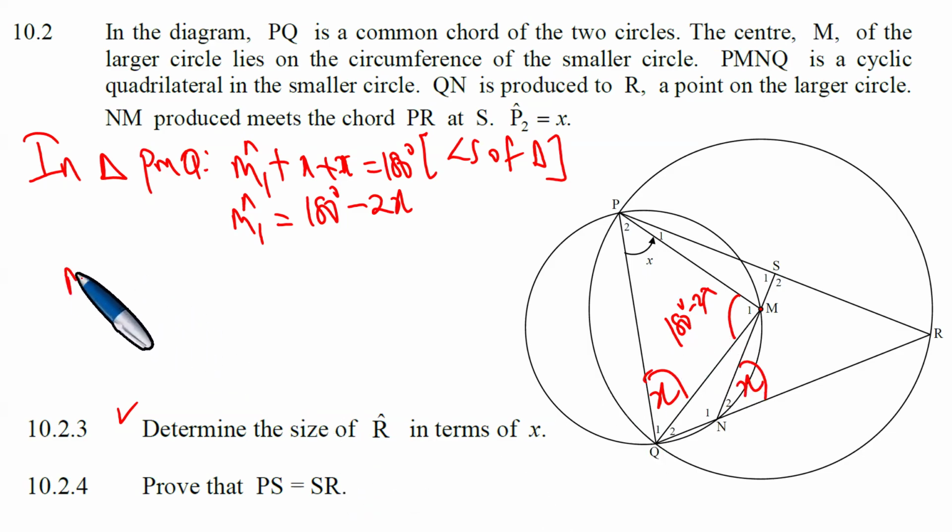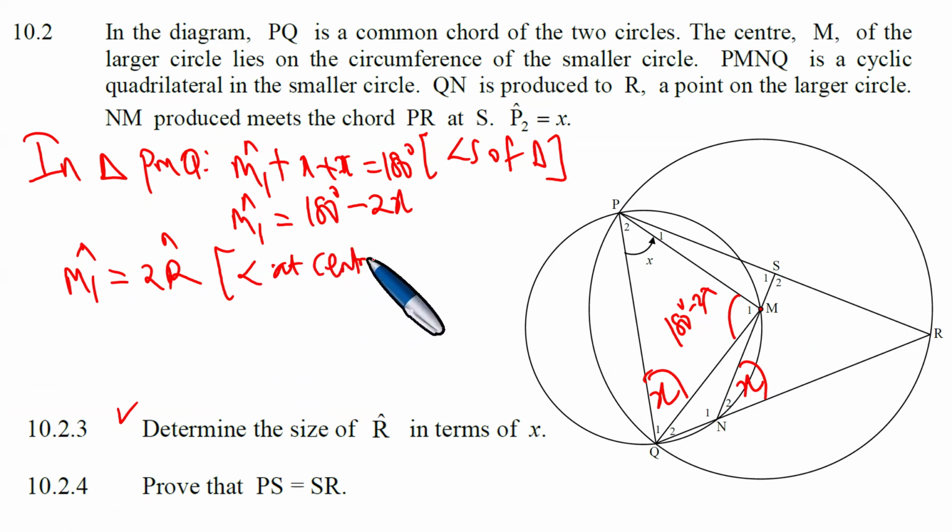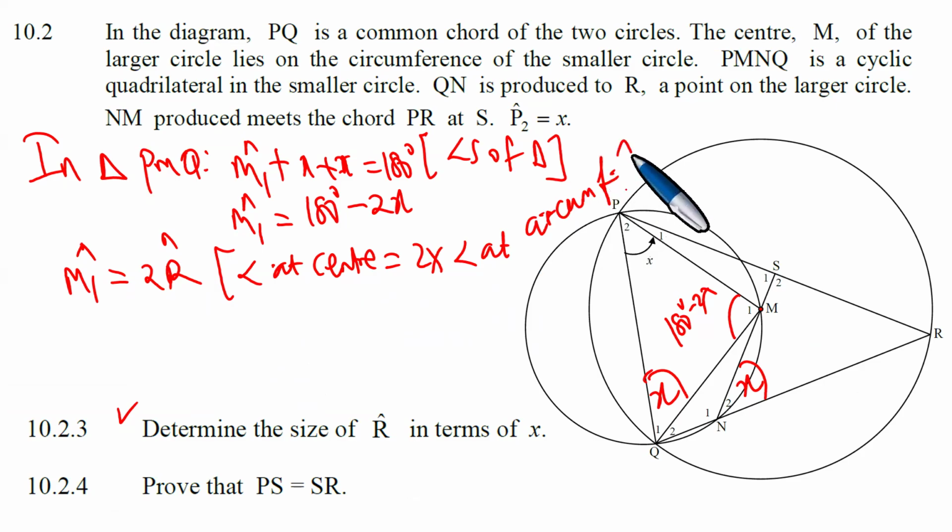So now we have the angle M1, which is the angle at center, equal to 2 times the angle R. And this is what we did also in grade 11. So the angle M1 is 2 times angle R. Why is this the case? Angle at center equals 2 times angle at circumference. And this is it.